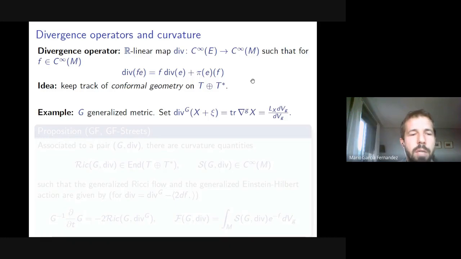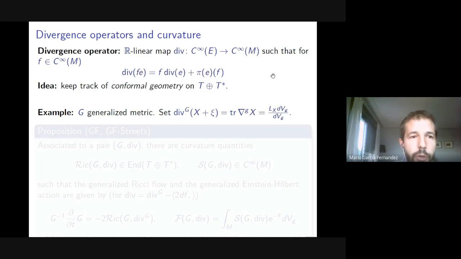Let me give you one example, which I'm going to use. If you have a generalized metric G, recall that this big G uses a usual metric on the manifold and a specific isotropic splitting, a specific way of detecting what is the vector field and the one-form. Then the divergence acting on X plus xi, the Riemannian divergence associated to this G, is just the Riemannian divergence associated to the Riemannian metric. You can write it either as the trace of nabla^g X or as the Lie derivative of the volume divided by the volume.